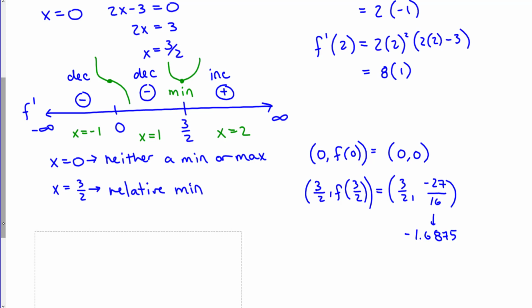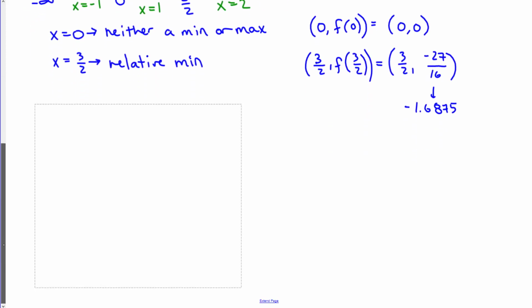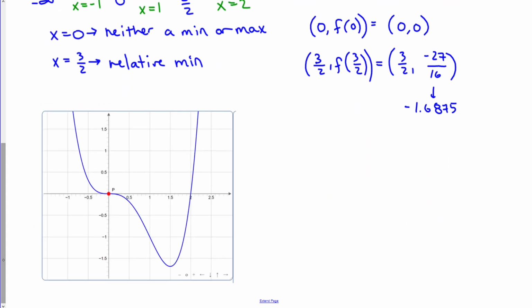Now, if we look at this function just to verify that everything's working out as expected, here's a graph of it, and we can see at the point 0, 0, which is where p is sitting at this time, that we were decreasing up to that point, and then we were decreasing again after that point. So that's why we had neither a minimum or a maximum.